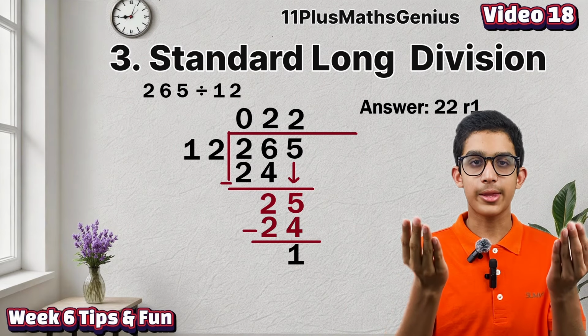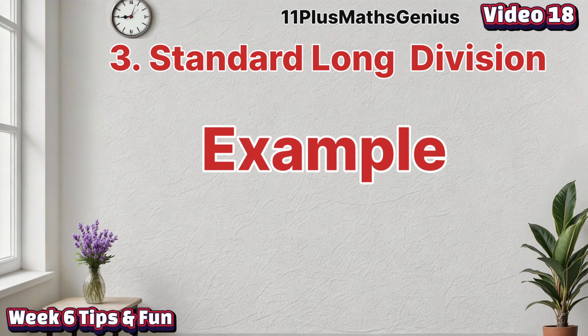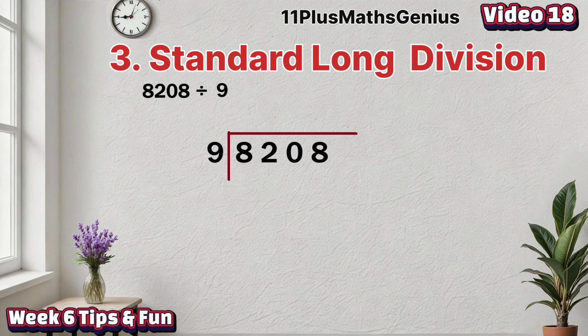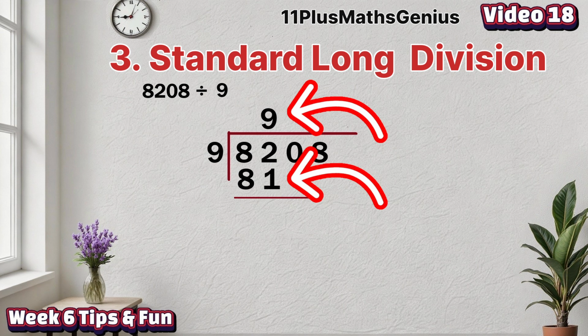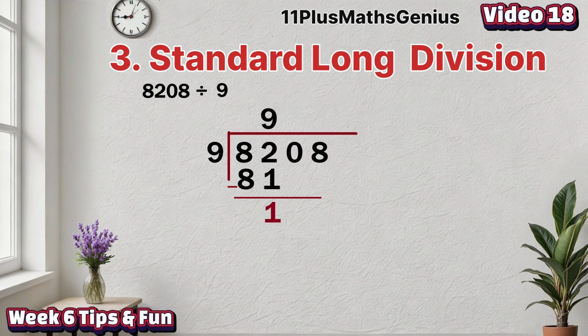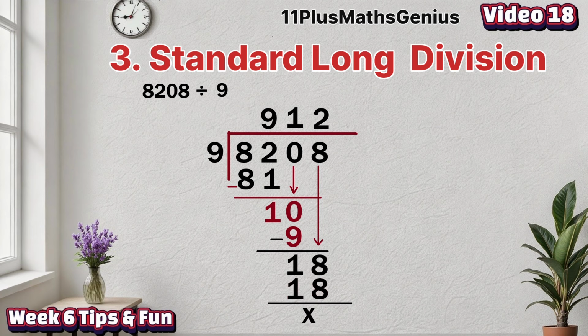Let's see some more examples. 8208 divided by 9. We take the first 2 digits. 9 times 9 is 81. 82 minus 81 is 1. We bring down 0. Now we have 10. 9 times 1 is 9. 10 minus 9 is 1. We bring down 8. 9 times 2 is 18. So 912 is the answer.